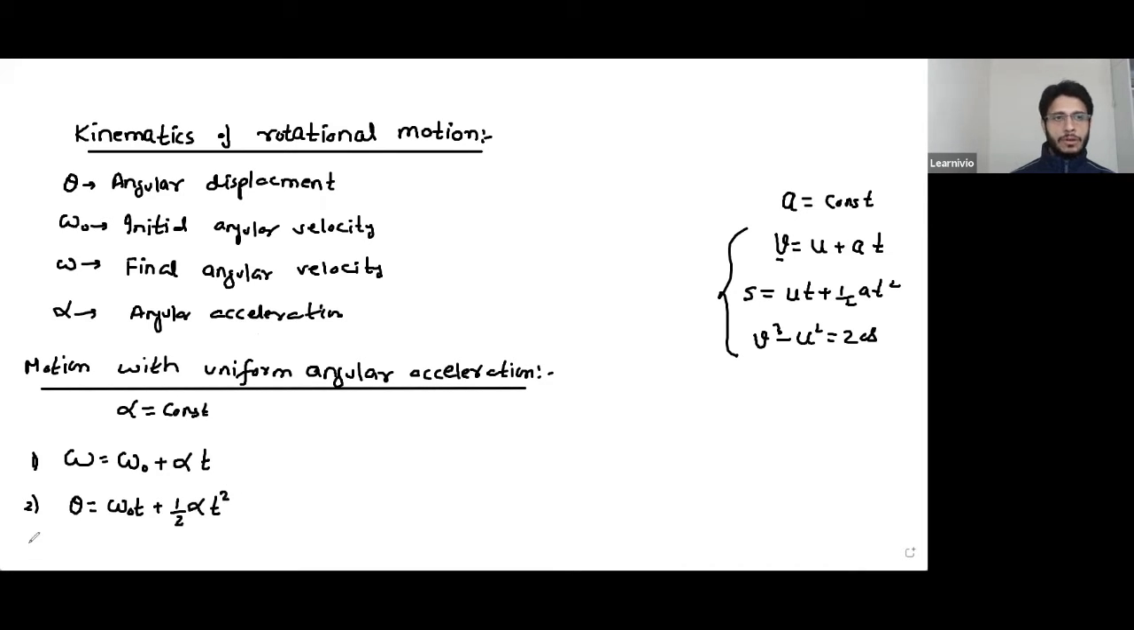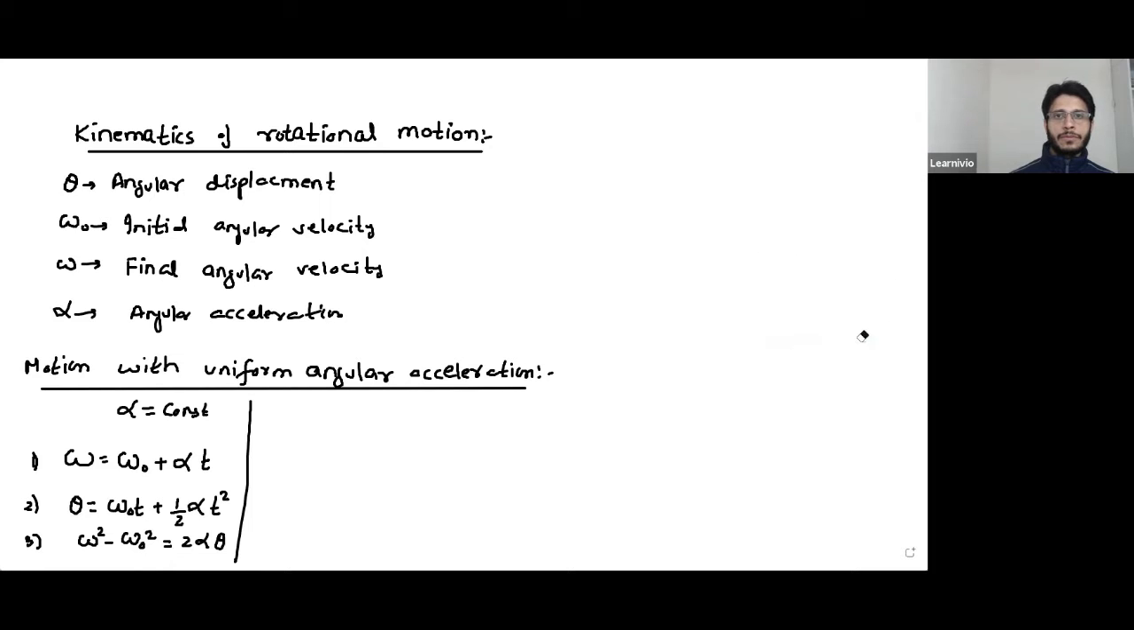That's the second equation. We can derive even the third equation, which is omega square minus omega naught square is twice alpha theta. Instead of v, I'm writing omega. Instead of u, I'm using omega naught. Instead of a, we have alpha. Instead of s, we have theta. So omega square minus omega naught square is equal to twice alpha theta. So these are the equations.